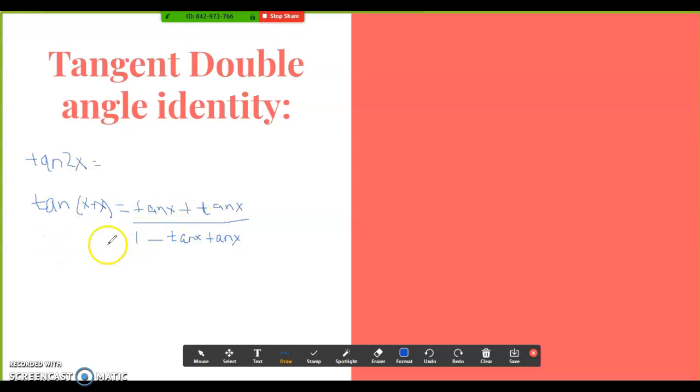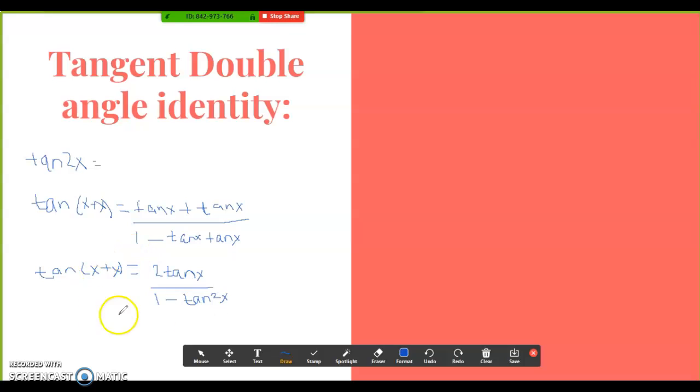Now, if I look at this, I can simplify this formula a little bit. In the numerator, tangent of x plus tangent of x, well, that's just 2 tangent of x. In the denominator, 1 minus tangent of x times tangent of x, that's just 1 minus tangent squared x.